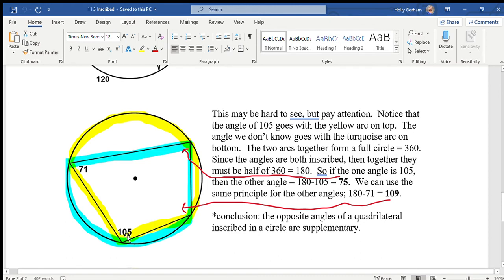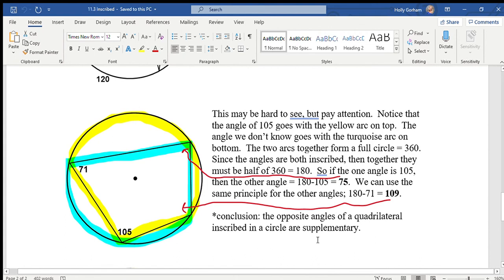So we know that this angle of 105 is an inscribed angle, when you multiply that by 2 to get the arc, you would get 210. Subtracting from 360 would give you 150. Half of 150 is going to make this 75. So if both angles are inscribed, then together they would both have to be half of 360, which is 180. So that's another way you could do it. You could take 180 minus 105. Using that same principle on the other angles, you can do 180 minus 71, and that would give you 109.